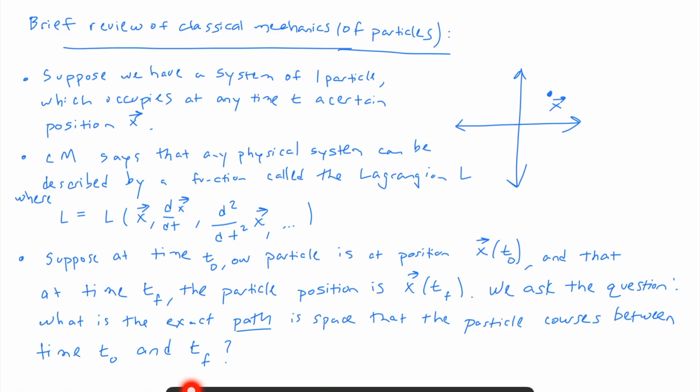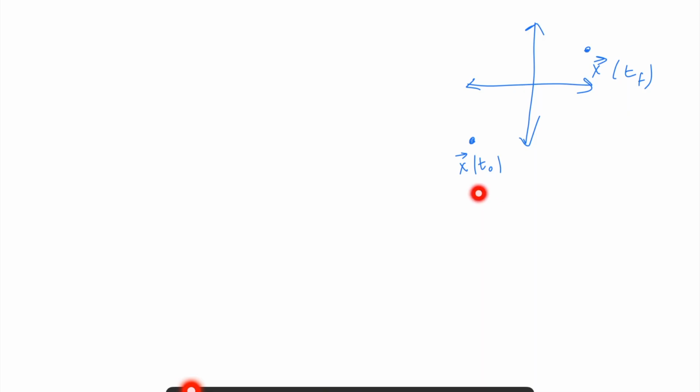Suppose at time t naught, our particle is at position x of t naught. So right now at t naught, it's in one particular position, x of t naught. And that at a later time, tf, the particle position is x of tf. We ask the question, what is the exact path in space that the particle courses between time t0 and time tf? So you start at one point in space at t0, another point in space at tf, and you just want to ask the question, where does the particle go in between those two? What kind of path does it follow? So here's x of t naught, x of tf. Does it follow this path?